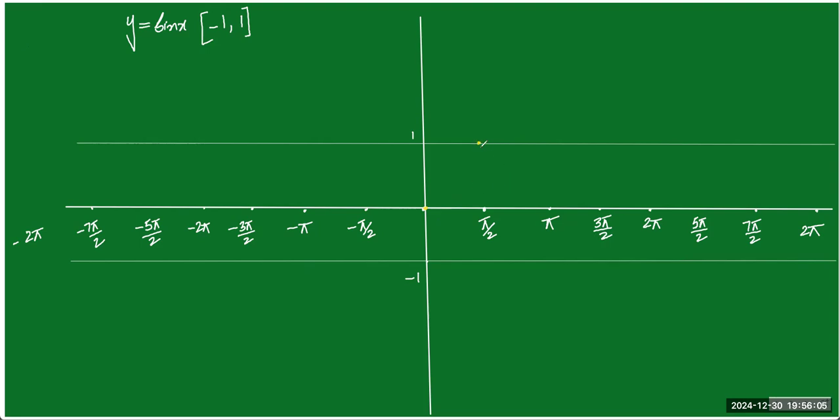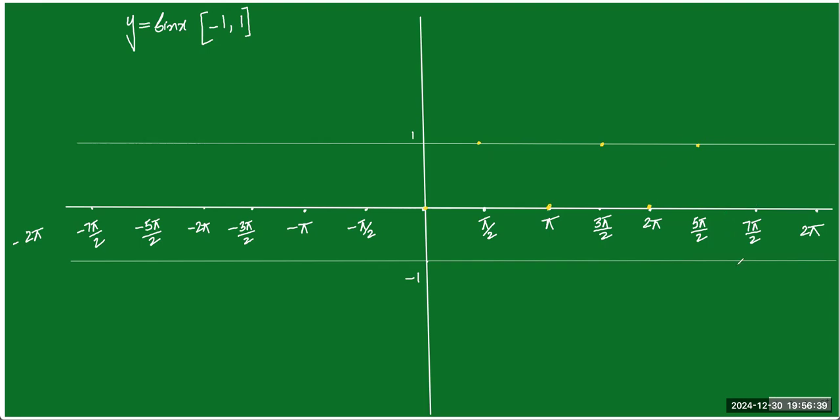We will join these dots later on. Then sin pi will be 0 again. Sin 3 pi by 2 is minus 1. Sin 2 pi will be 0 again. Sin 5 pi by 2 is 1. After 5 pi by 2, sorry, here 3 pi should come. After that 7 pi by 2.